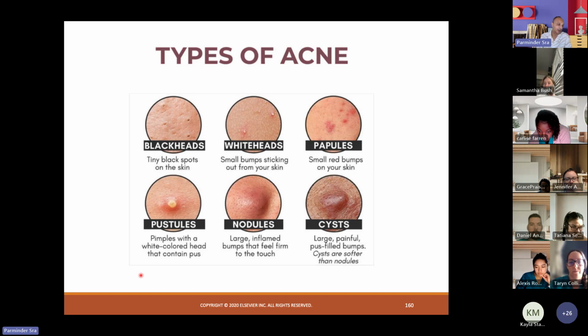Blackheads, because their heads are black, they look black. Whiteheads, because their heads are white, right? Then papules, they are more reddish. The tops are red, and the pustules, because they're filled with pus. So that's why they have a white colored head, and the surrounding, you'll see a slight redness and bump because there's inflammation. And then nodules, they're large, but when you press them, they're quite hard. On the other hand, the cysts, they're large, but they're softer.